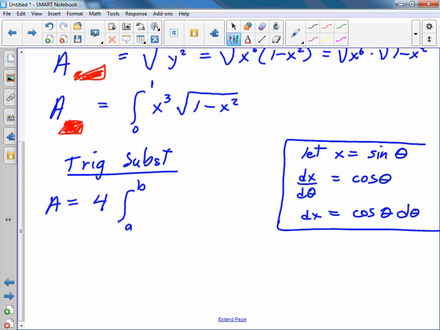Okay? And then we get, what did we get? We said sine theta. We get sine cubed theta, because this is x cubed, right? You with me? Sine cubed theta times the square root of 1 minus sine squared theta.